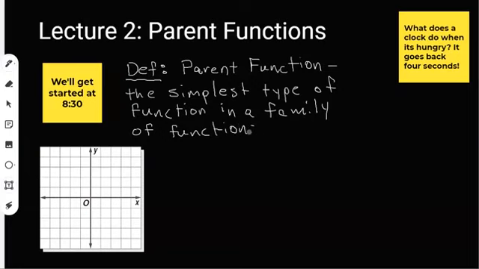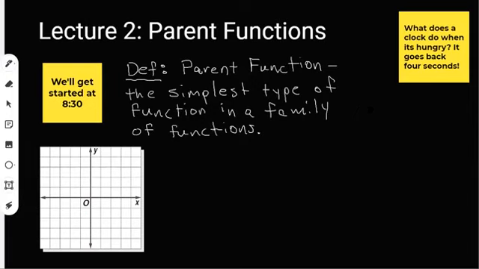Now, I know you don't really know yet what a family of functions is, but you can think about it this way. If you have a family of functions and they're all the same basic type, then the parent function is going to be the generator of that family of functions. It's basically the simplest type of function in a whole family of functions.